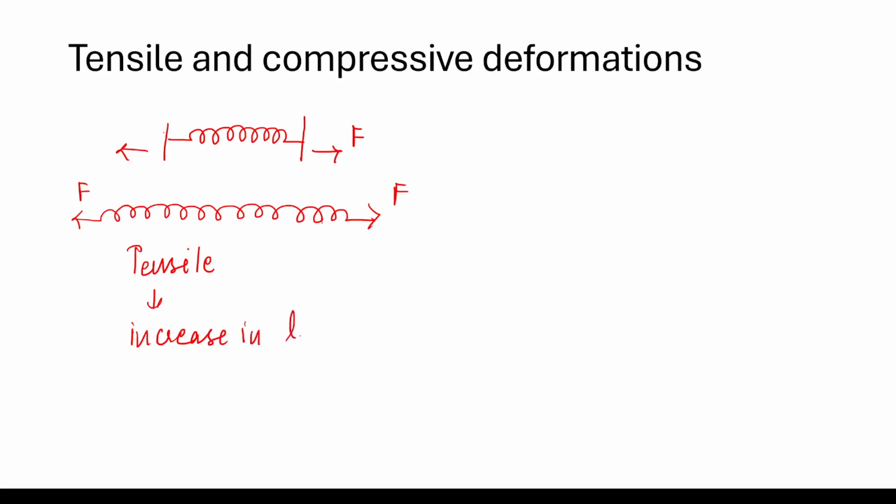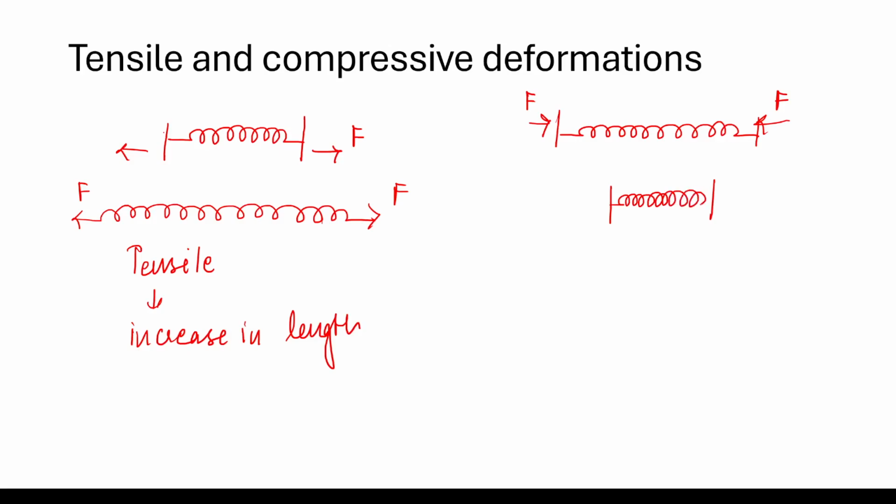And then if, instead of pulling the two ends, you try to compress the two ends, the total length would end up decreasing. So if you're pushing it with a couple of forces on both sides, the overall length of the spring would decrease. This here is called compressive deformation, when the overall length decreases.